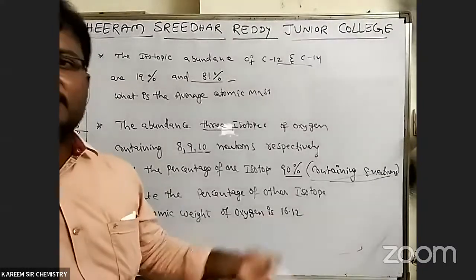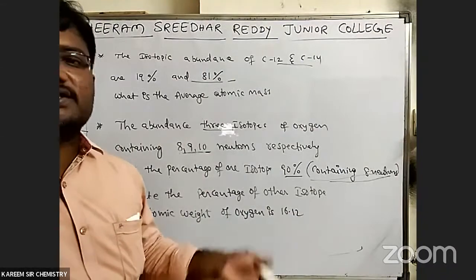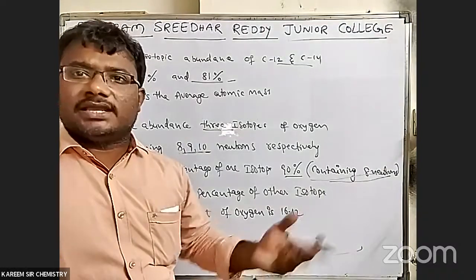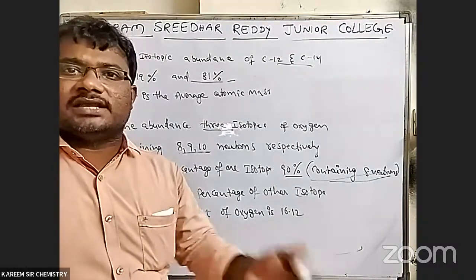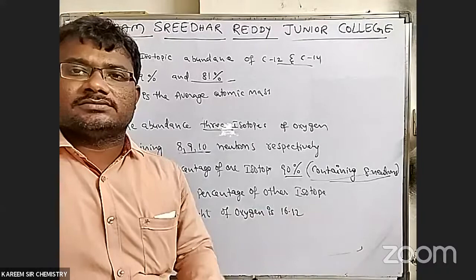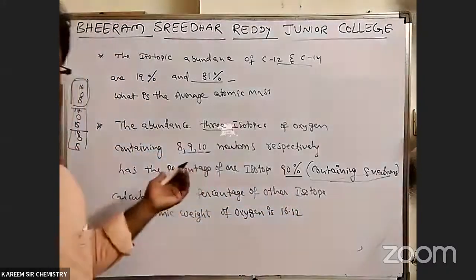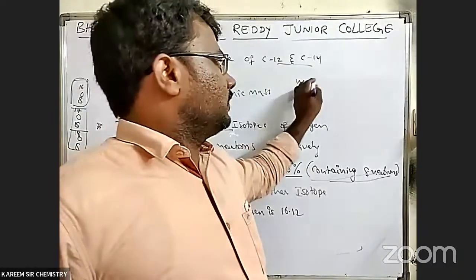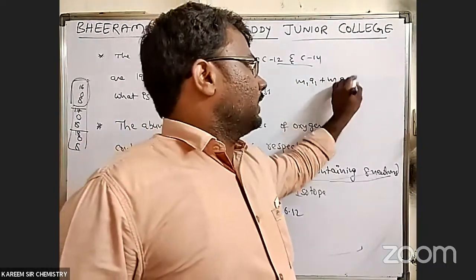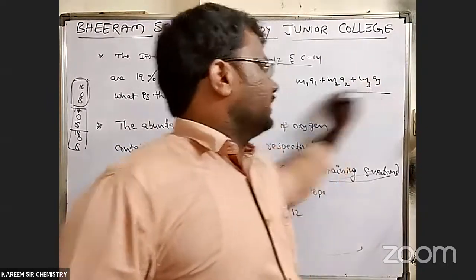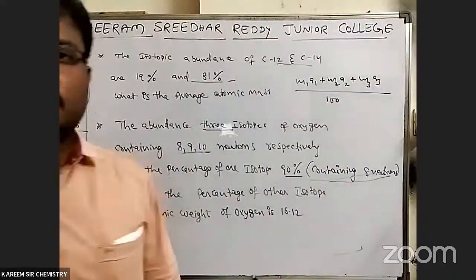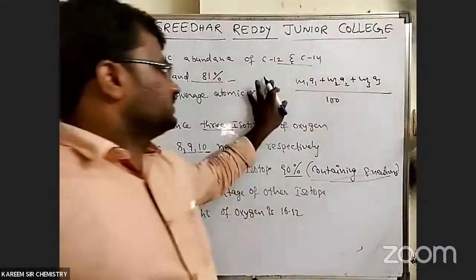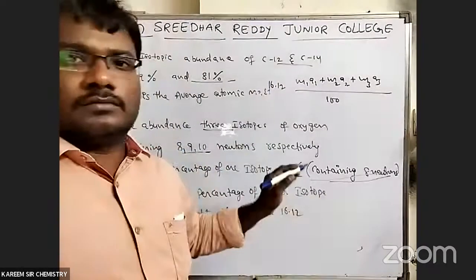One is 90, so the remaining 2 are 10. One is taken as x, another is taken as 10 minus x. You have the formula M1 A1 plus M2 A2 plus M3 A3 by 100. Here the average atomic mass is 16.12.